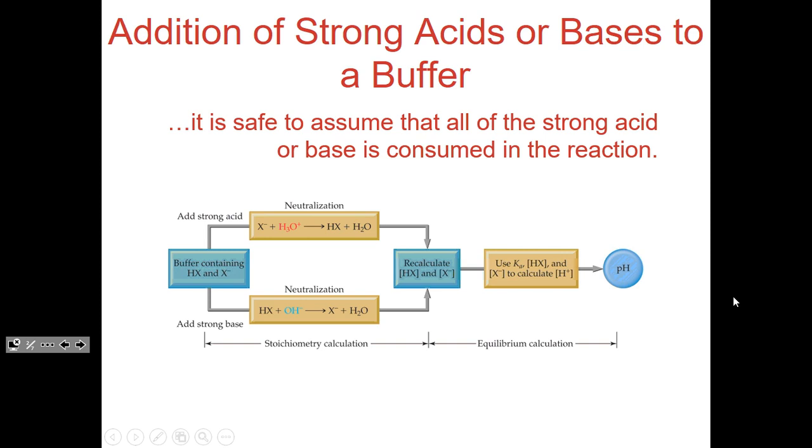And you need to understand there's two parts. There's the stoichiometry part where you're looking at the neutralization to find out what the new concentrations of our acid and its conjugate, or of our base and its conjugate. And then the equilibrium part. And one of the things you need to understand is it's safe to assume that all of the strong acid or base that we're adding to neutralize a little bit of our weak acid or base is going to be 100% consumed. So all that's going to be used up in the course of the reaction. So there's none left over that can affect pH.